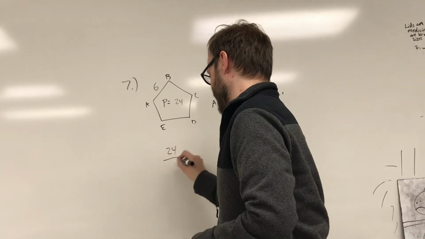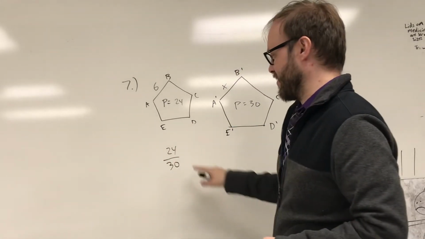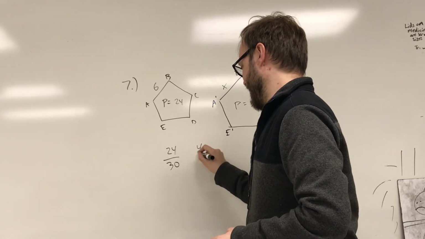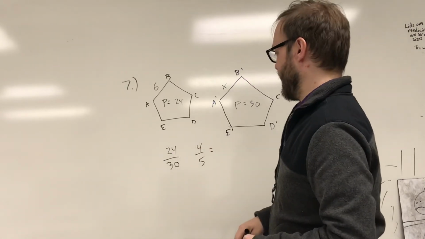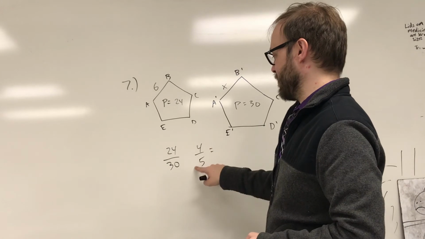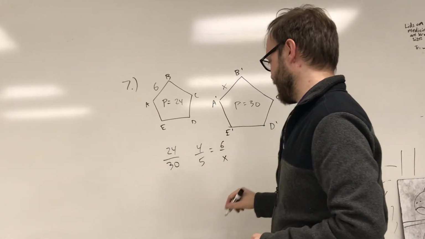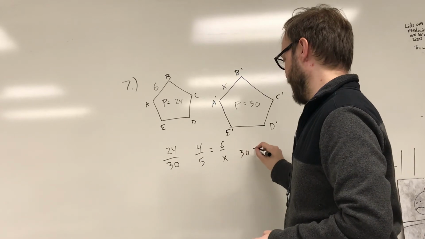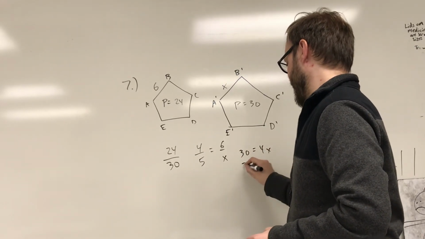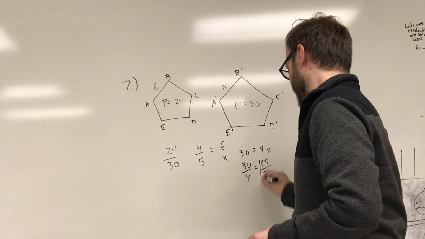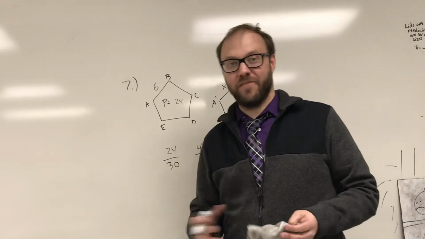So there is a 24 to 30 ratio between these two shapes. You might want to simplify these down. These are both divisible by 6, which simplifies down to 4/5. So there's a 4 to 5 ratio between the small shape and the large shape, and that means there's going to be a 6 to x ratio. If you cross multiply there, you get 30 is equal to 4x. 30 over 4 is equal to 15 over 2, or you could say 7.5.